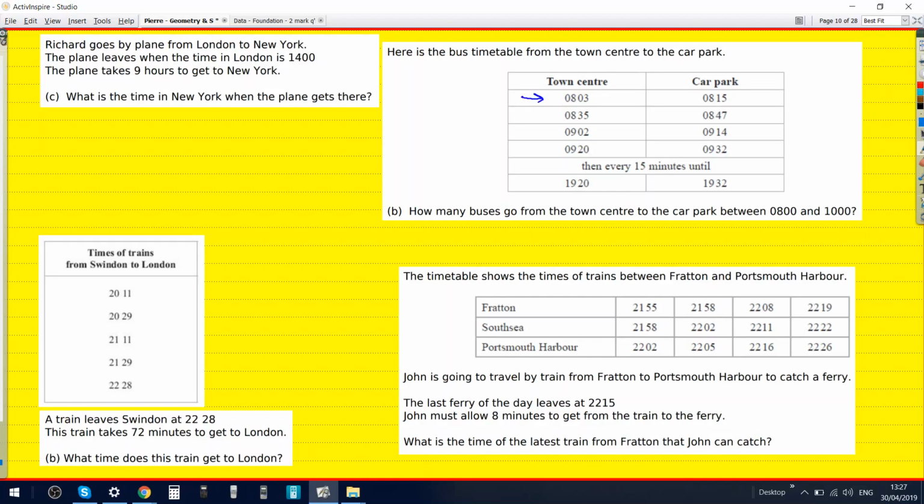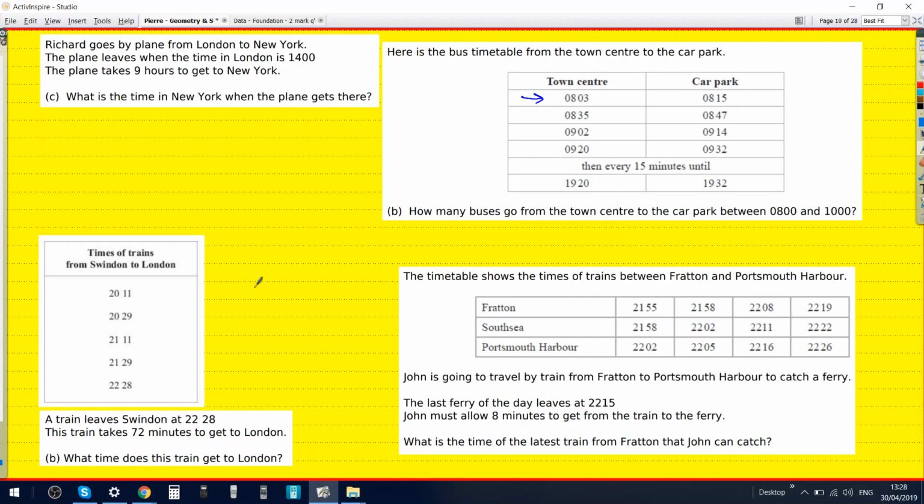So the first one is at 8:03. Yeah. So that's between 8 and 9. Isn't it from 8:09 to 8:15? 8:03 to 8:15 at the car park. So from the town centre to the car park. Yeah. Oh, no. Yeah. So that's not from 8 till 10 o'clock. 8 till 10.